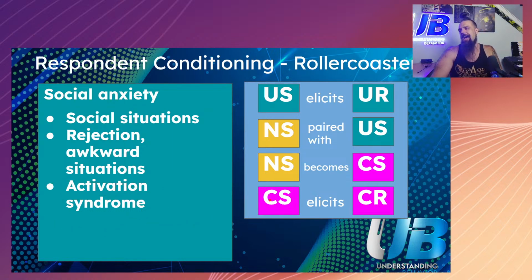Let's do the same thing as we did for Pavlov's example, go line by line. So let's first get our US elicits our UR. Which one of these things do you think elicits our activation syndrome to start off with? So without requiring any pairing.